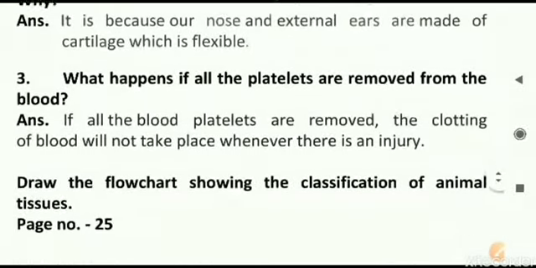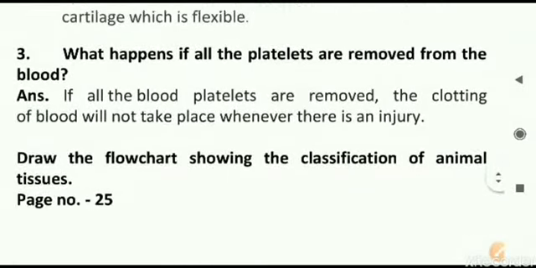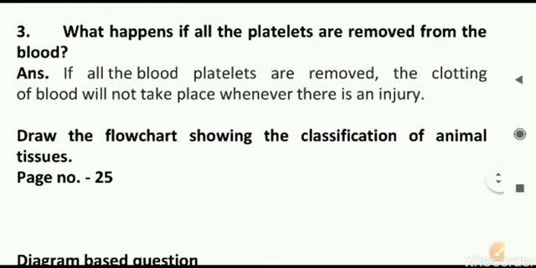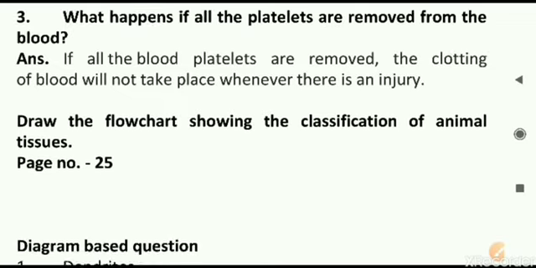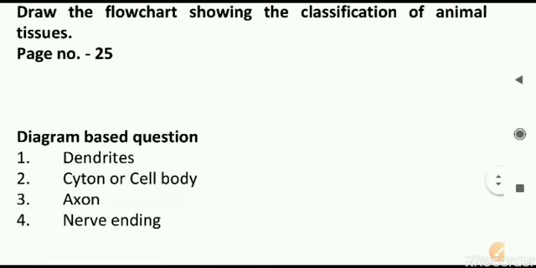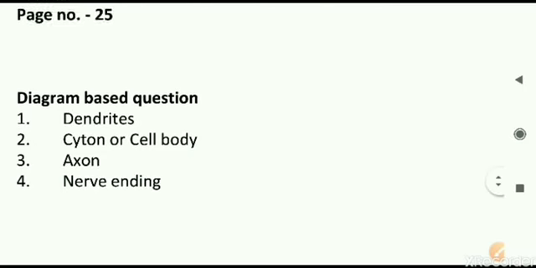And then there is an extra question. Draw the flow chart showing the classification of animal tissues. A flow chart of the classification of animal tissues is given on page number 25. This you have to draw in the class notebook. Then these are the diagram based questions. These answers you can just note down in the book itself.